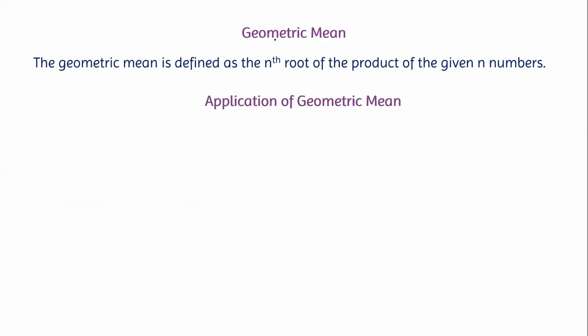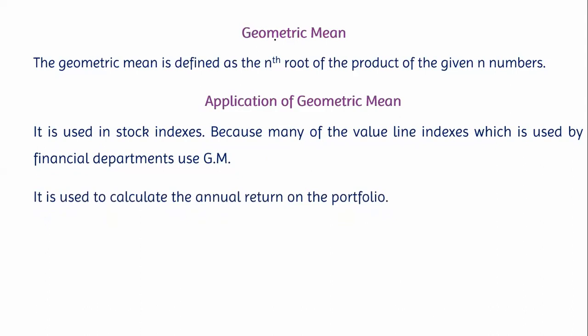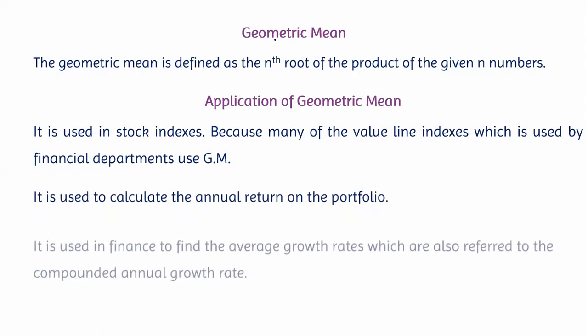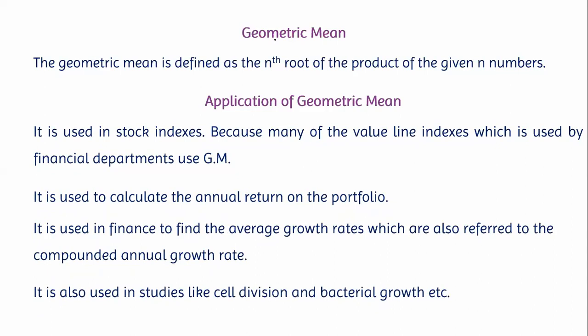So applications of geometric mean. It is used in stock indices because many of the value line indices which are used by financial departments use geometric mean. It is used to calculate annual return on a portfolio. It is used in finance to find the average growth rates, which are also referred to as compounded annual growth rate. Yes, you must have studied some problems or sums in relation to compound interest. So simple interest is one part and compound interest is another part.